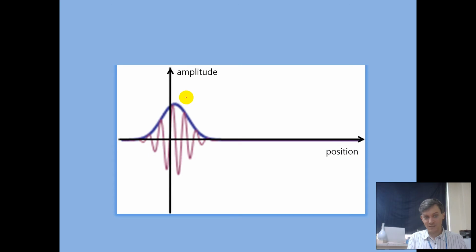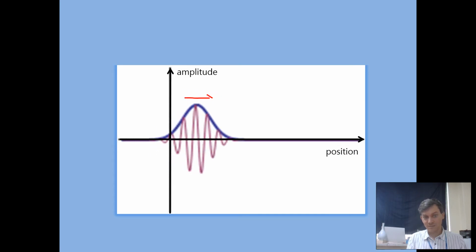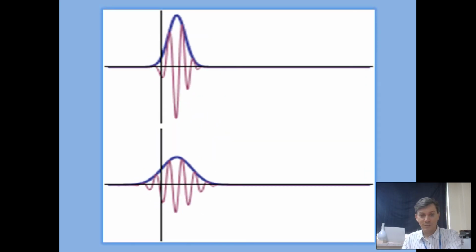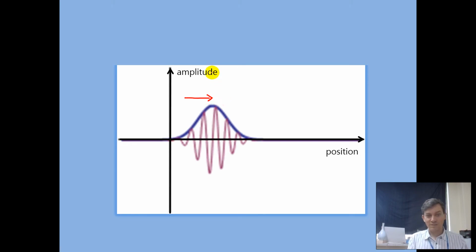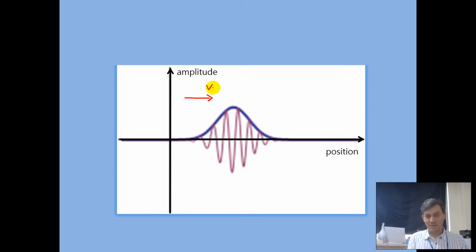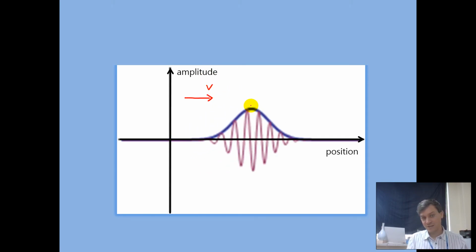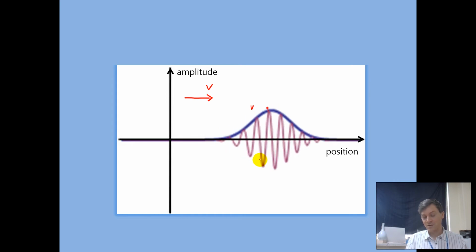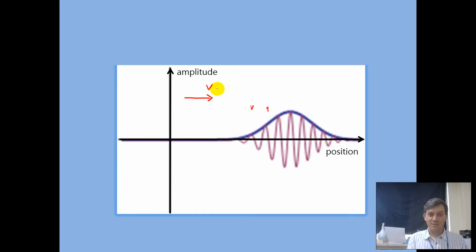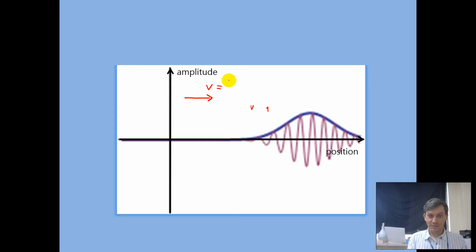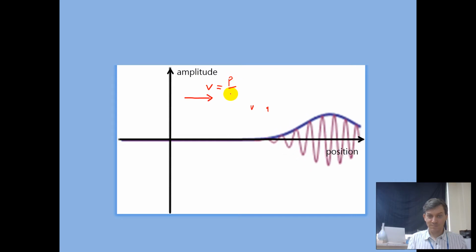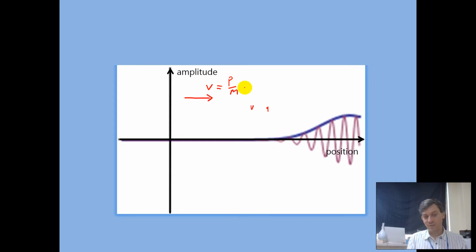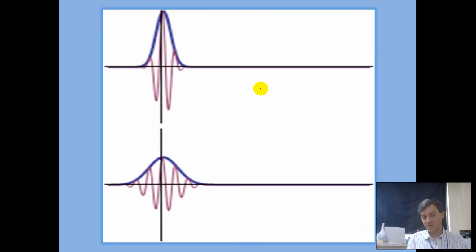So the first thing this animation shows is that the wavelet is moving in this direction, and its motion, if I take, say, the center point of the wavelet here, its speed is simply given by its momentum divided by its mass, where its momentum is given by the wavelength.